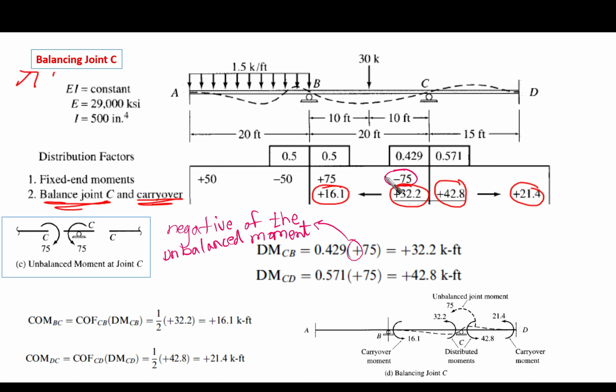Now we build up our table, two lines in our table now. Let's go to the next step. What is the next step? We're going to make balance for joint B. So we leave C as it is and go to B and make another couple of lines here.